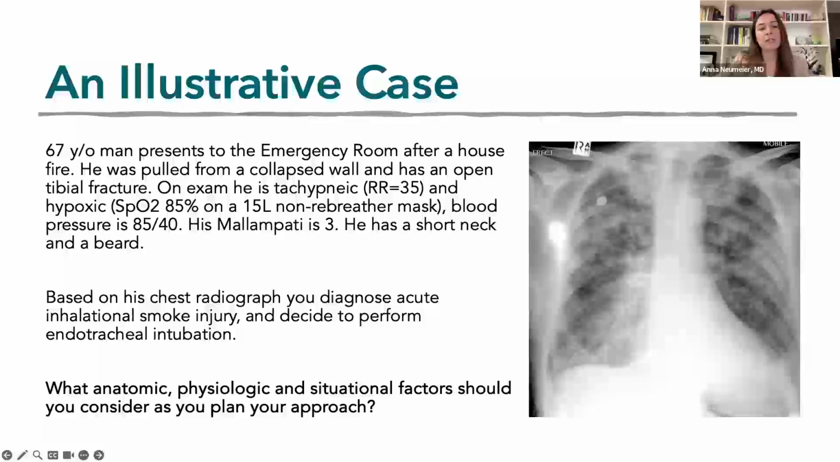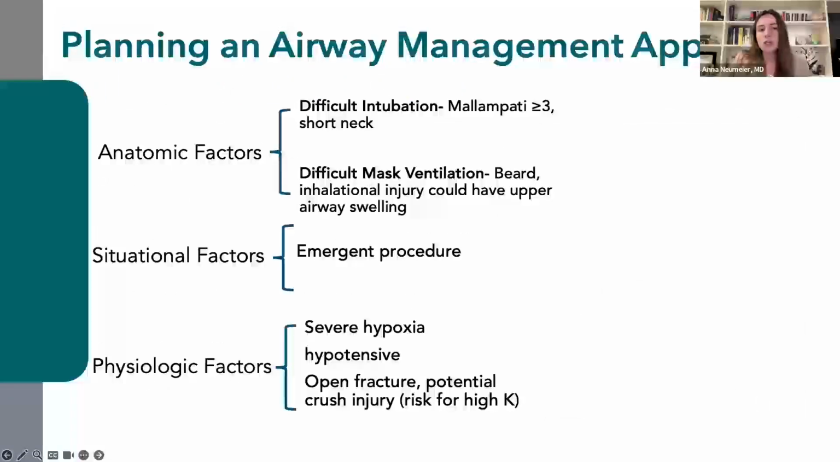As you approach preparing for the procedure, what anatomic, physiologic, and situational factors should you consider as you plan your approach? So here are the anatomic, situational, and physiologic factors that I identified. He has predictors of a difficult intubation with a Mallampati of 3 and a short neck. He also has some predictors of a difficult mask ventilation with a beard and the presence of inhalational injury that could predispose him to upper airway swelling. The situational factor at play is that this is an emergent procedure, and the physiologic factors currently present are that he has severe hypoxemia, he's hypotensive, and he has an open fracture and the potential for a crush injury, which puts him at risk for having hyperkalemia.